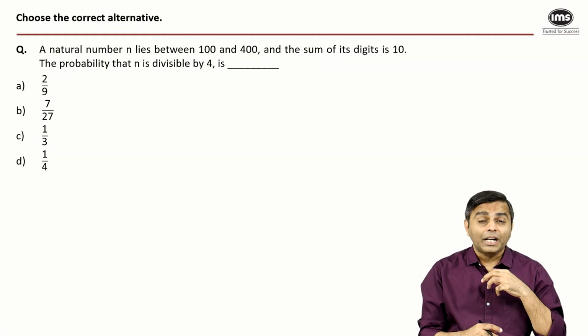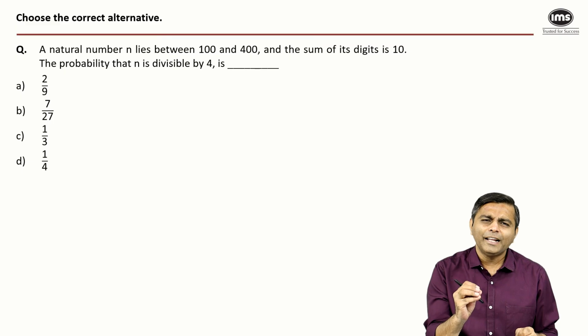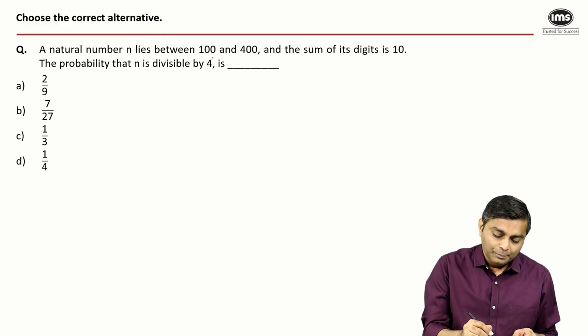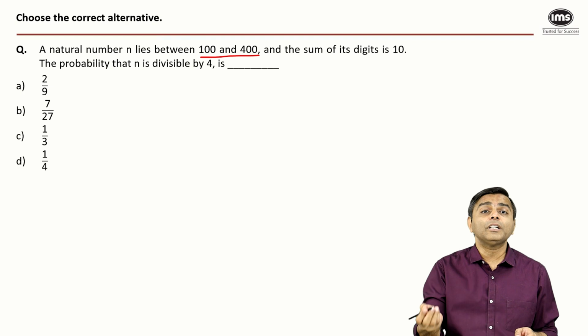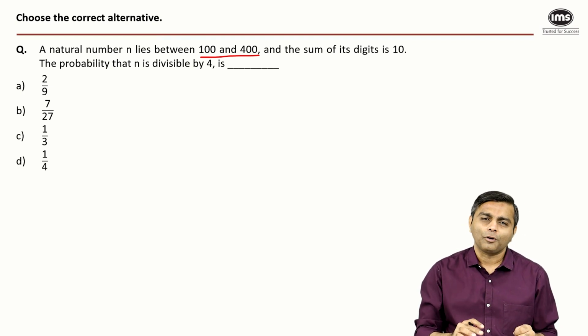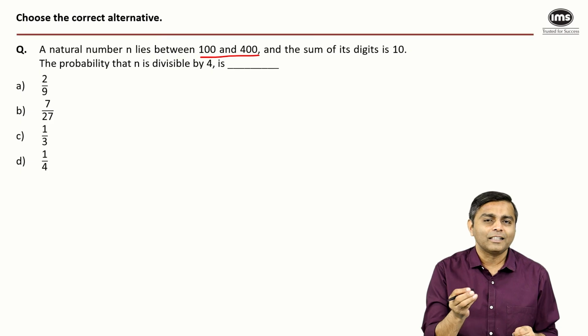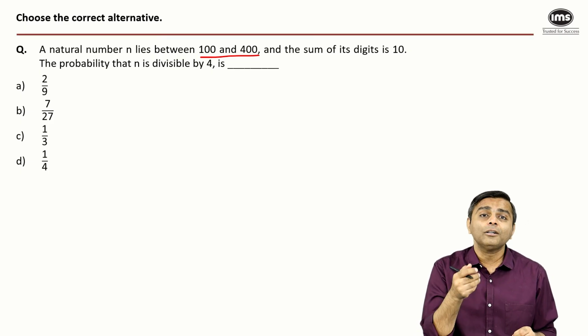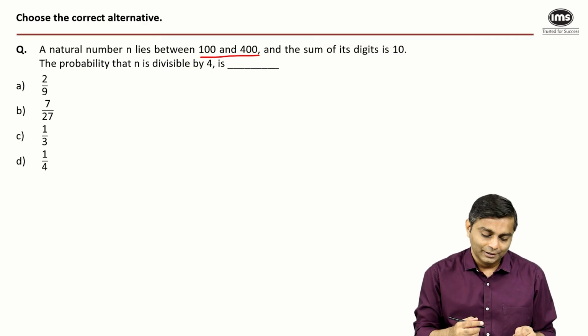Next question, straightforward PNC question, slightly lengthy but easy to solve. Natural number n lies between 100 and 400. Sum of the digits is 10. Probability that the n is divisible by 4. So we know the 4's divisibility is last 2 digits, but we'll get to that later. First, we'll have to, I think, create the possibilities of the digits.